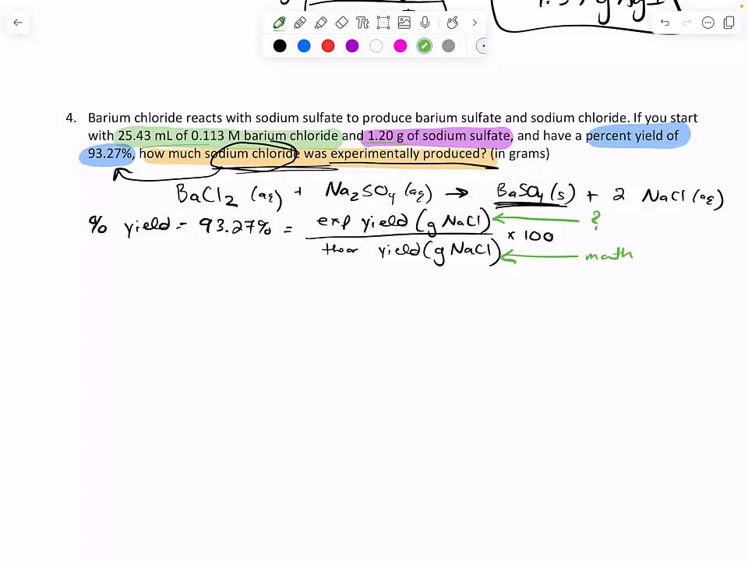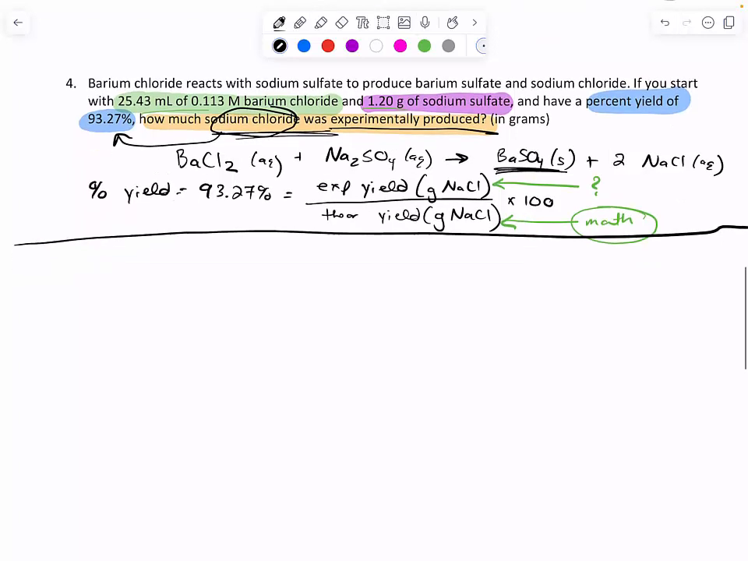We're trying to get grams of sodium chloride using our math, trying to figure out what our theoretical yield is. So it's a limiting reagent problem where we're trying to find a theoretical yield of sodium chloride. And then to find out how much experimentally was produced, we just put it in our percent yield formula. So that's happening at the end. Let me put a line under it so we don't get too confused.